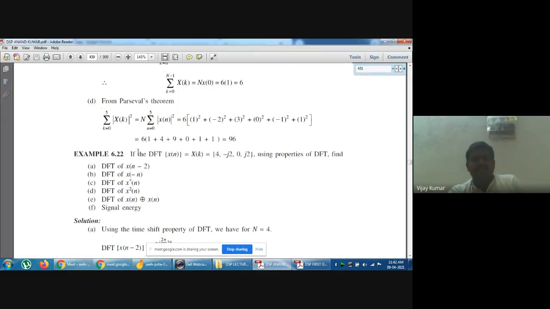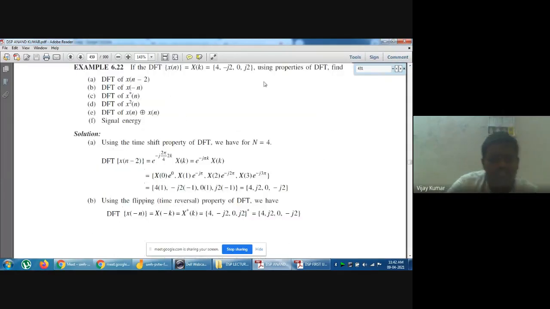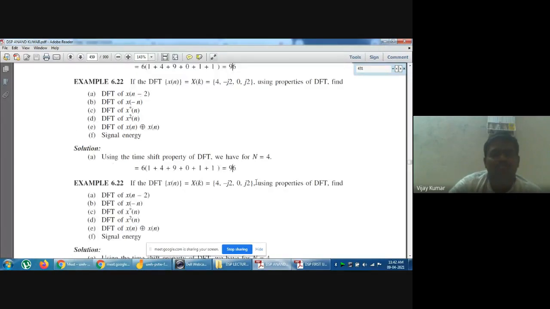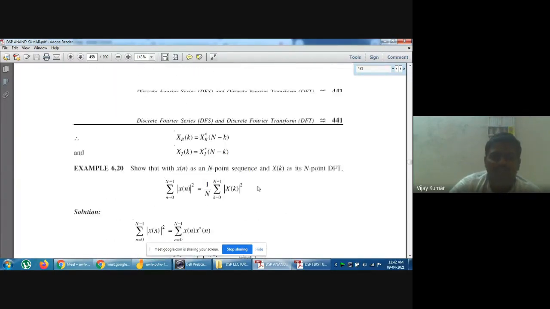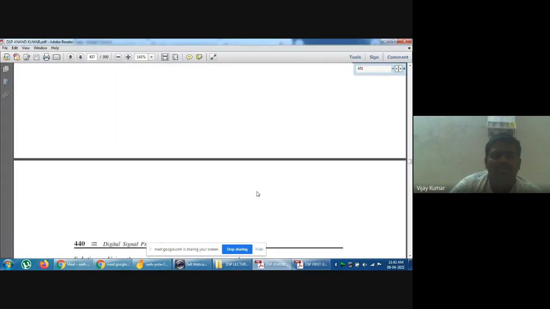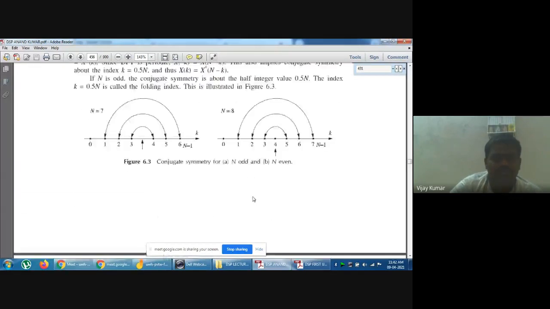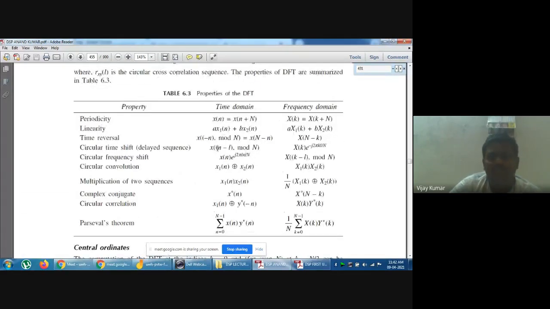Next, a few more problems we will be seeing, which are the applications of the properties. Firstly, you see the list of properties. Once again, recall the properties. These are the properties we have used. With the help of these properties, we will be solving a few more problems.